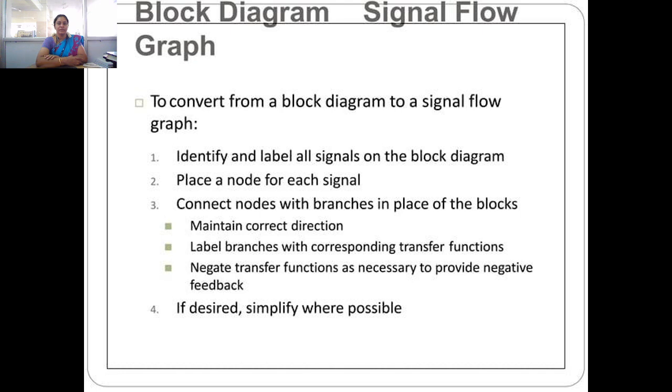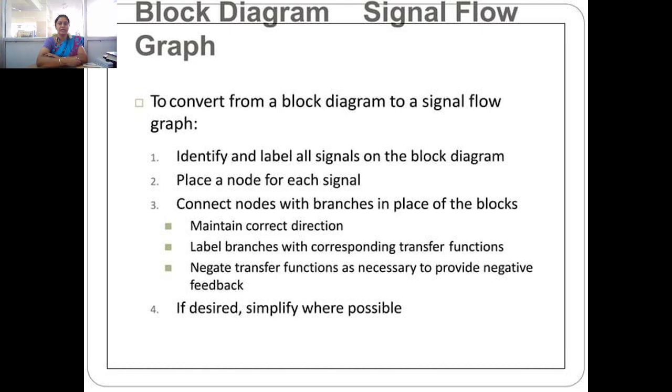And first one, identify and label all signals on the block diagram. That is, what are the elements present in your block diagrams, and place a node for each signal. In block diagrams, some of the gains are present, that is G1, G2, G3 and so on. Then we have to draw the nodes, that is at the arrow mark points.